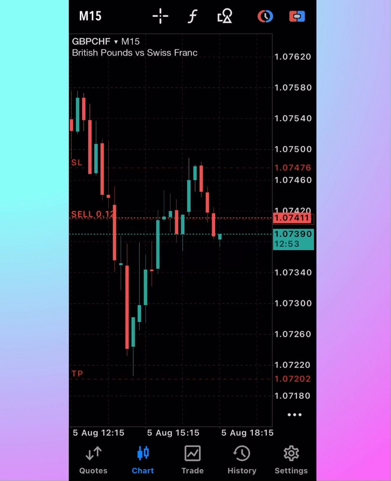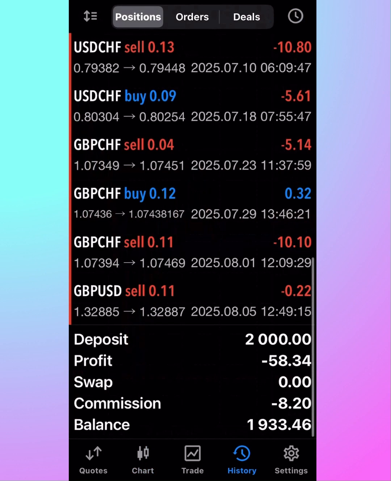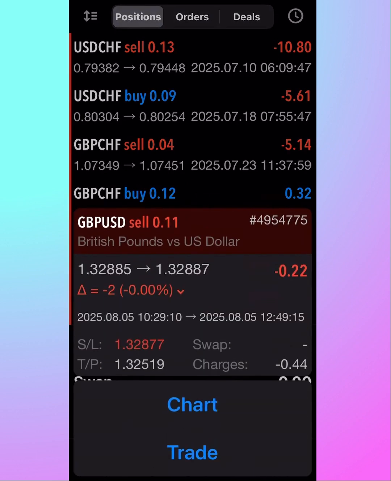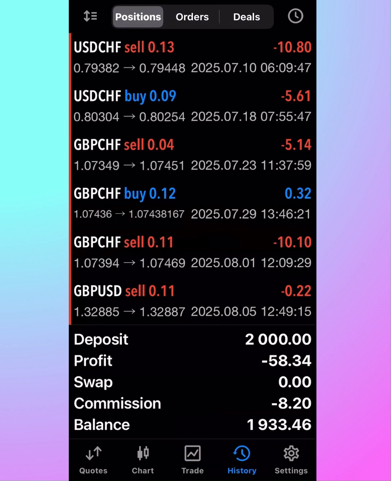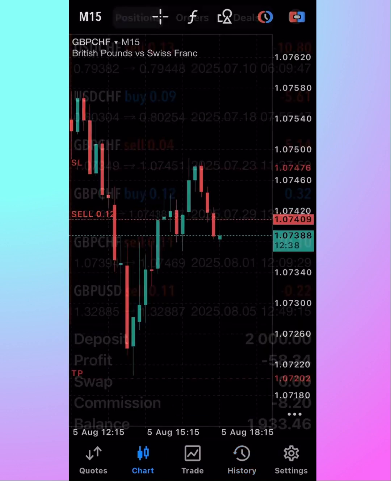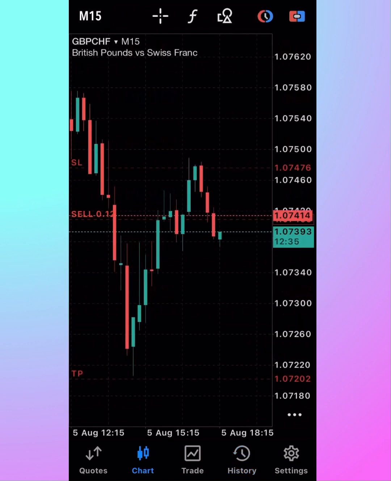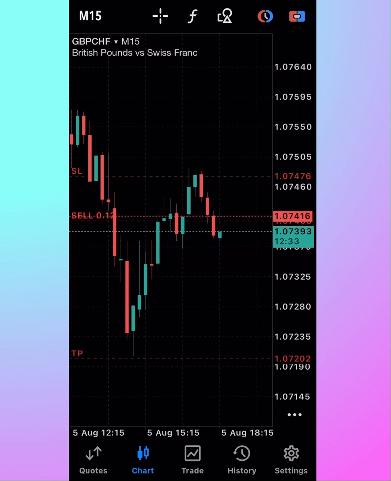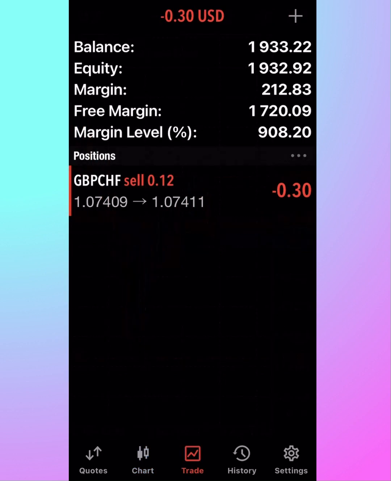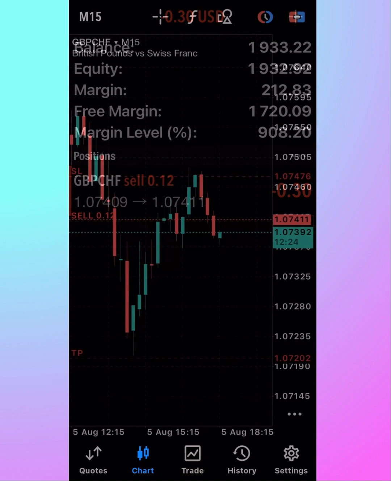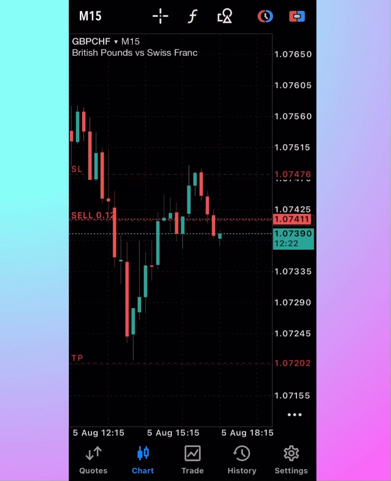But this is it. 2 trades for the day. The first one, which was a GBPUSD trade, came at break even. Today is Tuesday, I guess the 5th, and the second trade is a GBPCHF trade for a sell. TP just right below this range, 1:3 risk to reward ratio. Now we are currently in a minus 30% drawdown. So I'll continue to update you guys.